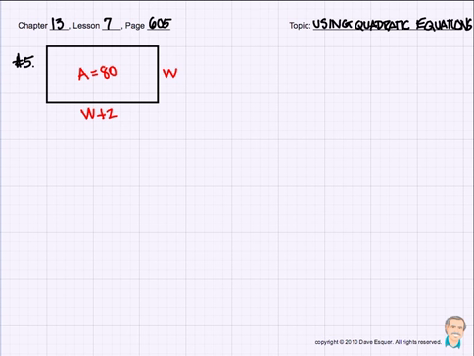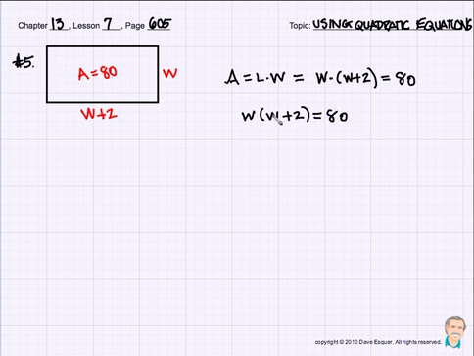We know that the area is equal to the length times the width. In our example, it's going to be the width times the width plus 2, and it gives us that the area is equal to 80 centimeters squared. So we have W times W plus 2 turns out to be 80, or W squared plus 2W is equal to 80. One more time, these are zero product properties. W squared plus 2W minus 80 turns out to be equal to 0.